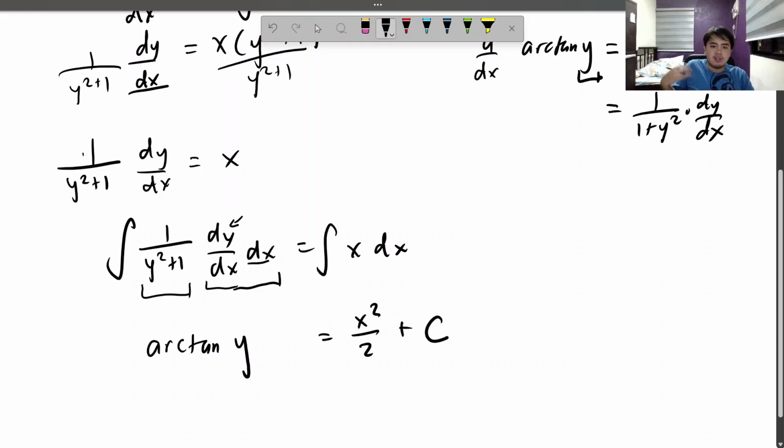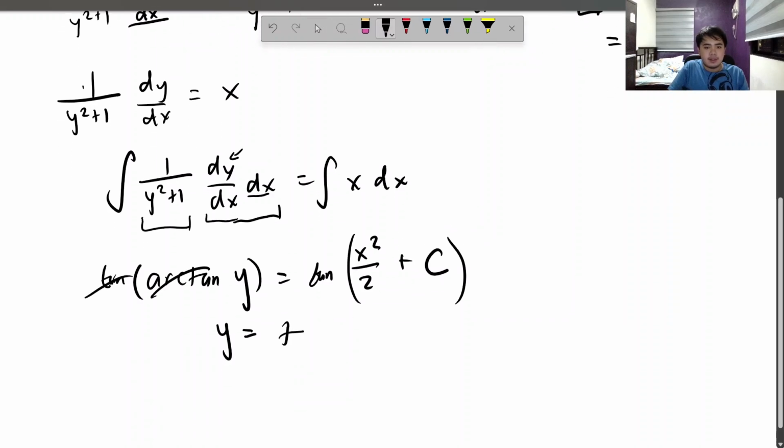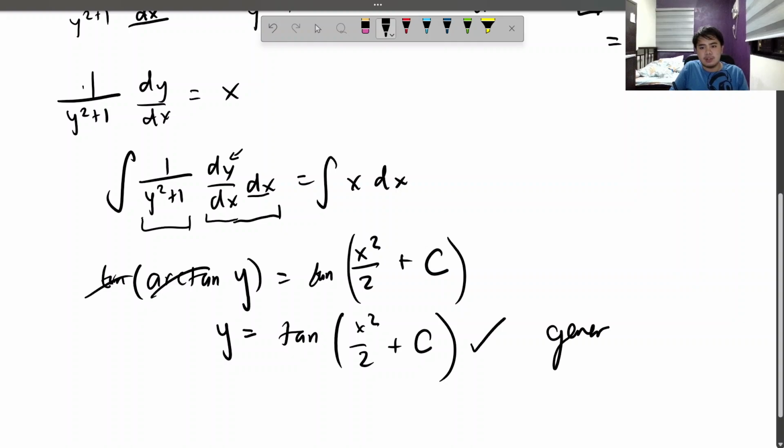So we have arctan y equals x squared over 2 plus c. Is that finished? Well, yes, this is the solution. But maybe we can simplify it further. If we take the tangent of both sides, the tangent and the arctangent cancel each other out because it's a function and its inverse. So y is then equal to tangent of x squared over 2 plus c. That is your answer. This is the general solution.